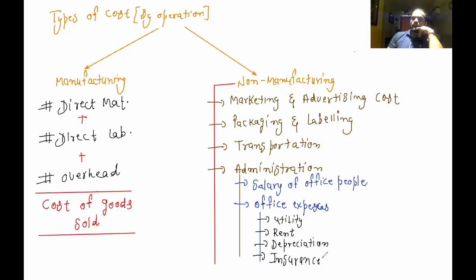Now keep in your mind, if all these kinds of expenses like utility, rent, depreciation, insurance, are spent for the office, that is a non-manufacturing cost. If you are using all these expenses in a factory, that will be considered a manufacturing cost, could be a direct expense or indirect expense. So depreciation could be a manufacturing cost or a non-manufacturing cost, depending on whether it belongs to the office. So that's all about the types of cost by operations. Types of cost by operations is finished.